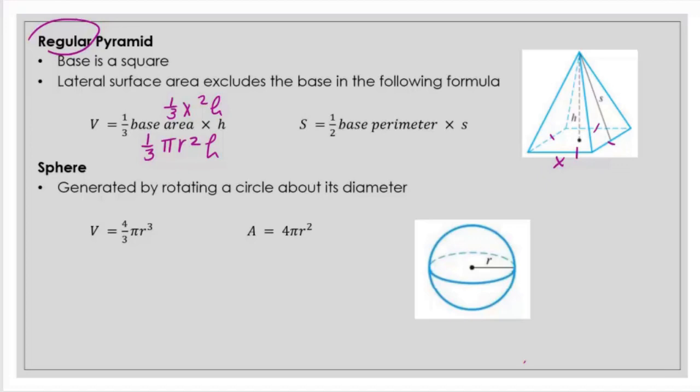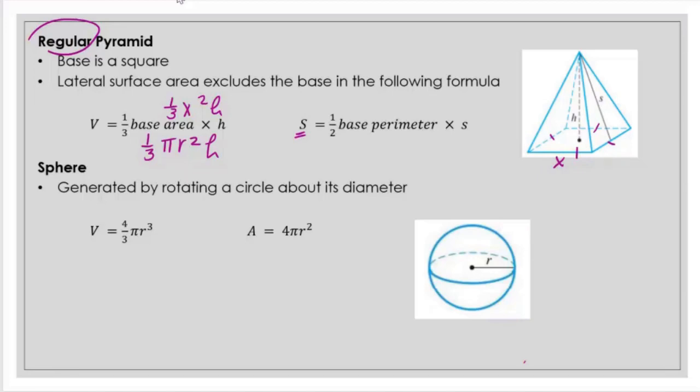This just tells us how to find the lateral surface area, capital S. We'll take 1/2 of the base perimeter. This is very similar, if not identical, to the cone, where we looked at the circumference of the circle, 2 pi r, and worked that into our formula.